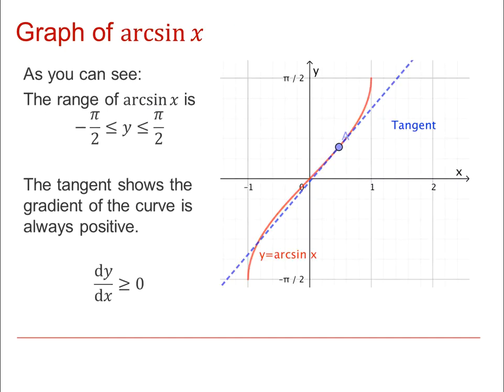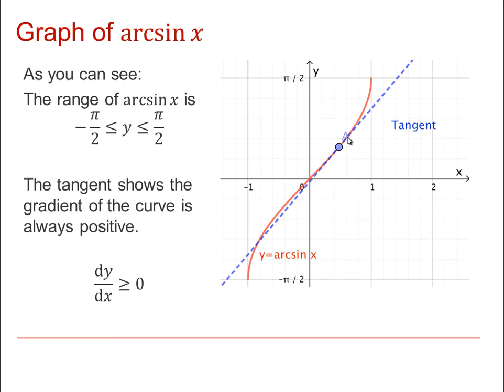Let's consider the graph of y equals arcsin x for a moment. We can produce this by reflecting y equals sine x in the line y equals x, of course, as we can for any inverse function. However, when we do that, we have to restrict the range of the function to lie between negative pi by 2 and pi by 2. This means that for each value of x, there will be only one value of y.